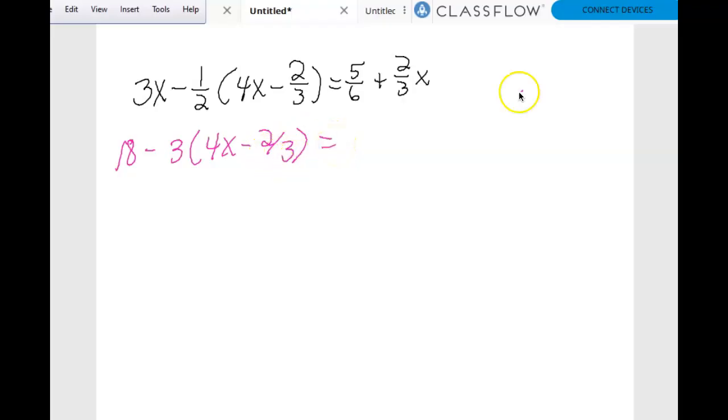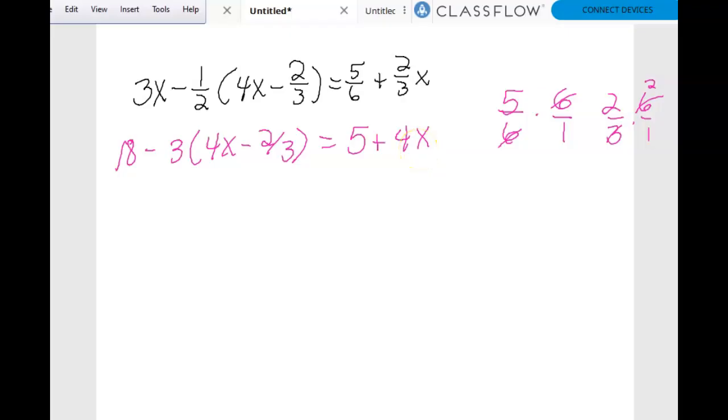So 5 over 6 times 6. What do I get? Right, because these cancel out, and you're left with 5. 2 over 3 times 6. The 3 cancels. You get 2 times 2, which is 4x.